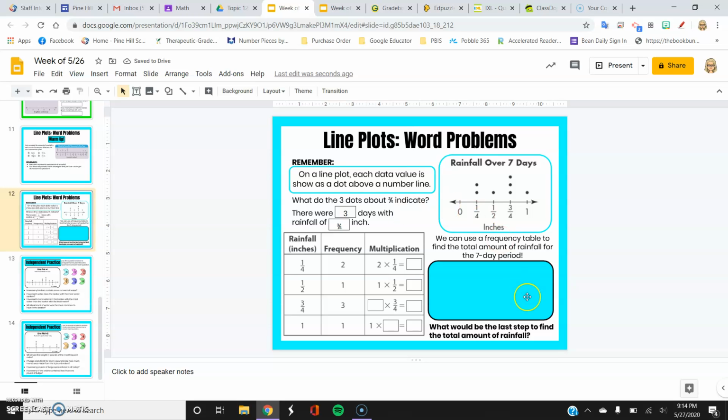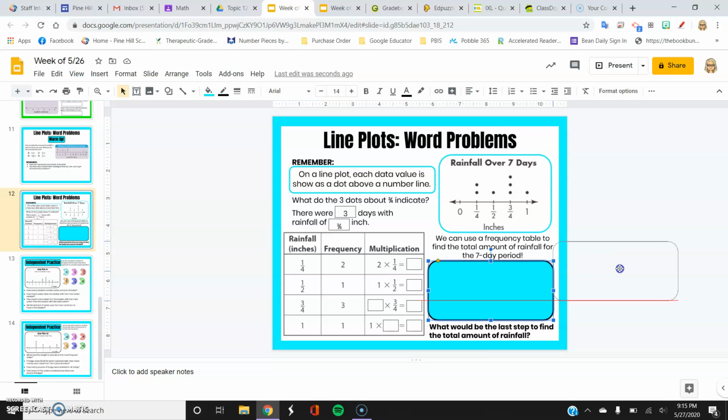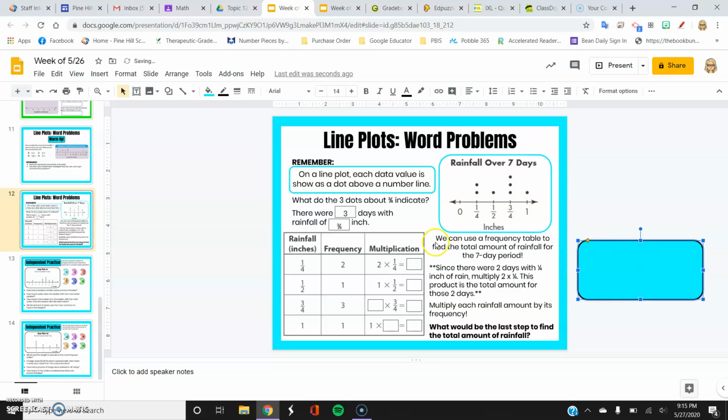So we can find the total amount of rainfall. That's my goal, to find how much it rained over the course of 7 days. So we can use a frequency table to find the total amount of rainfall for the 7 day period. So I want to know how much did it rain for those 7 days. So let's go over it.